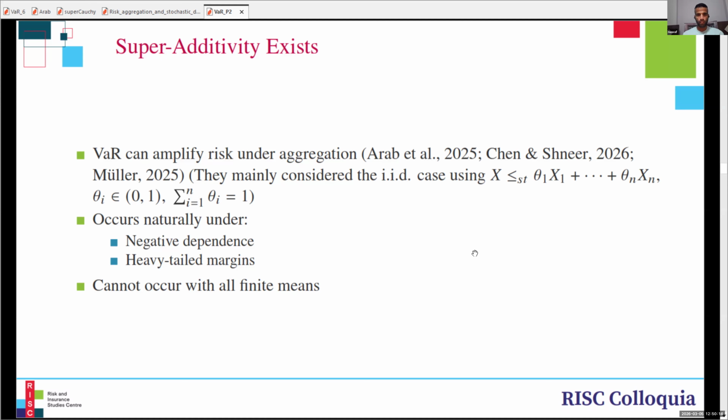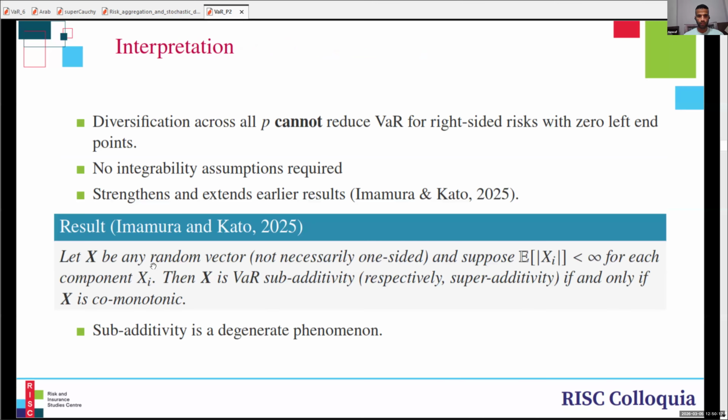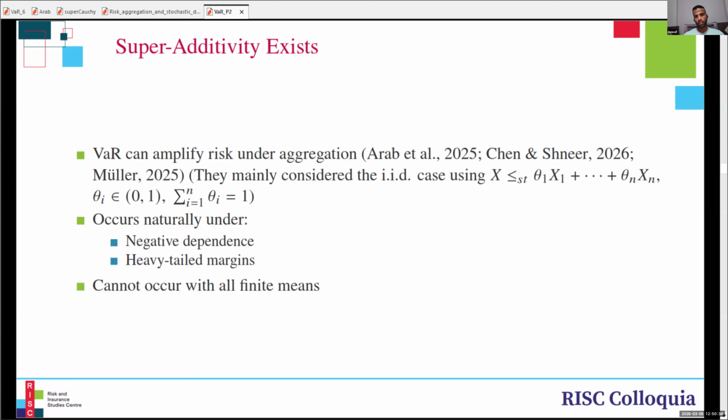Why is that? Because if you go back to Imamuro and Kato, the result here is that if X has finite mean components, then super additivity of X is equivalent to just additivity, comonotonicity. And if we want to get a strictly super additive random vector, then at least one of the margins should have an infinite mean. So this is a characteristic of super additivity: at least one of the means, if not all, needs to be infinite. And that's why most theories in finance and economics break down.